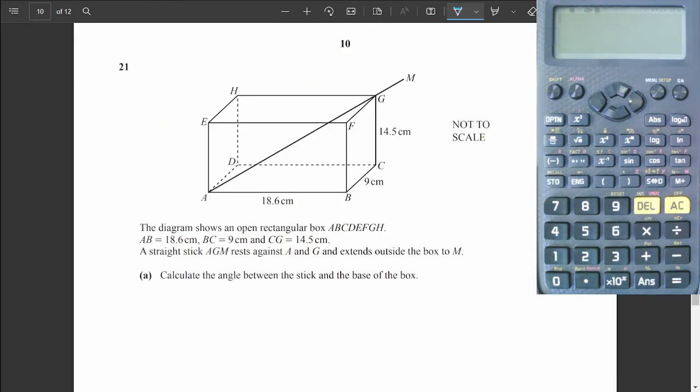Question 21. This one looks exciting. Calculate the angle between the stick. The stick is, of course, this one here, AG or AM, and the base of the box. So it means we need to do a diagonal there, which is AC. So we've got a right angle triangle there, and what they want is the angle over here. Okay, so in that triangle, what do we have? We got 14.5, and it would be very helpful to have another length.